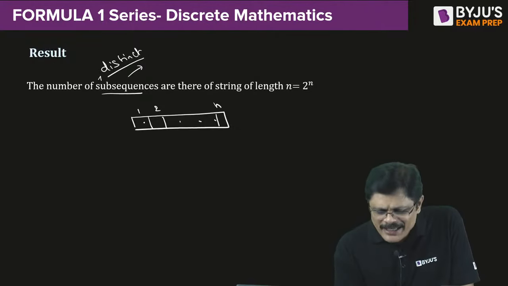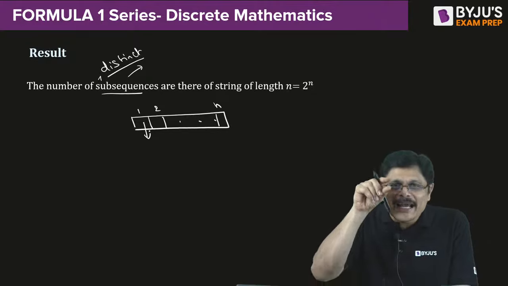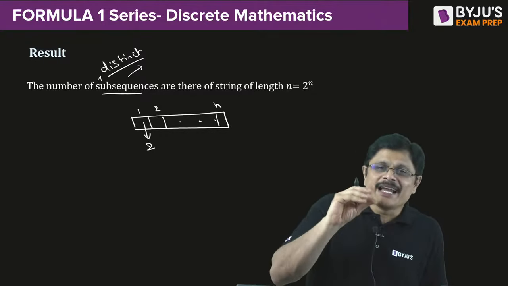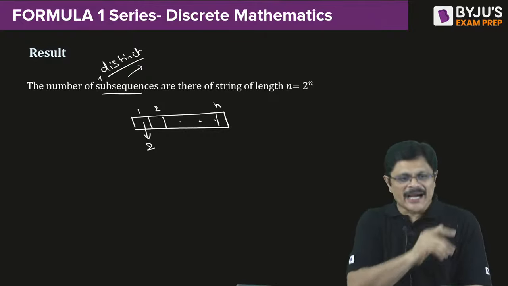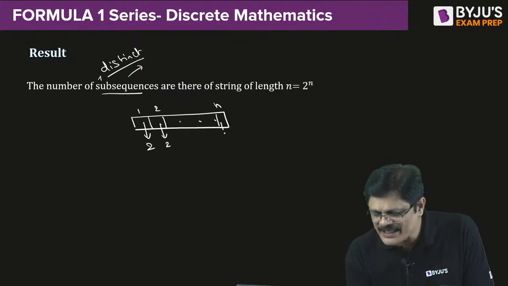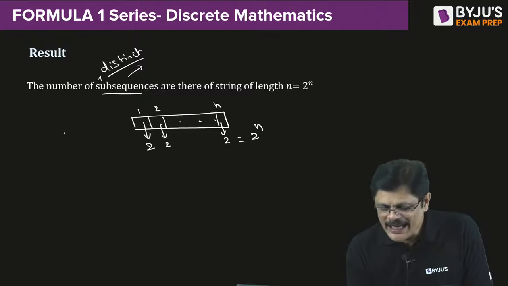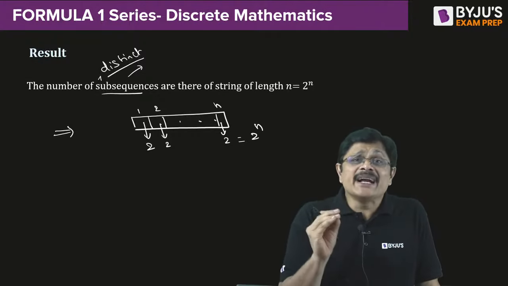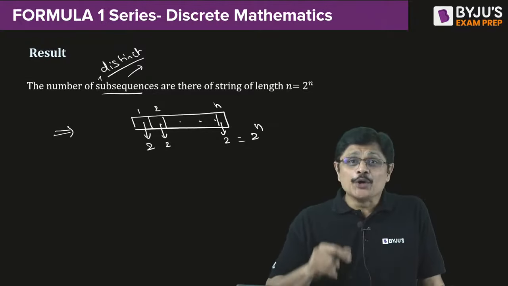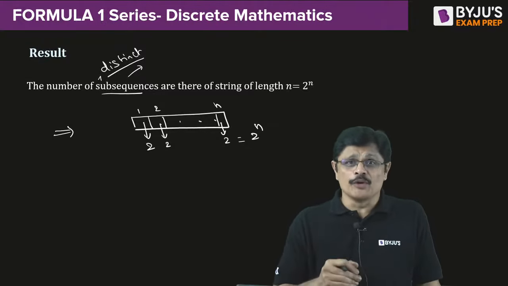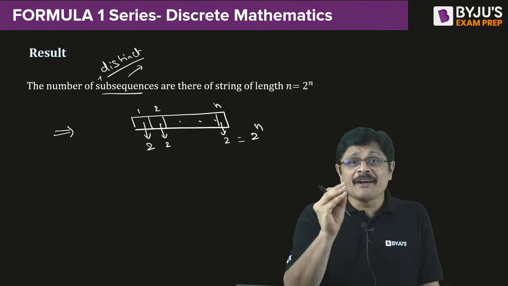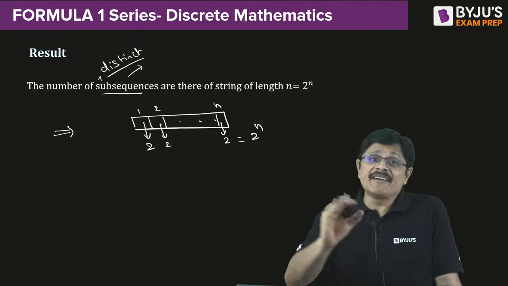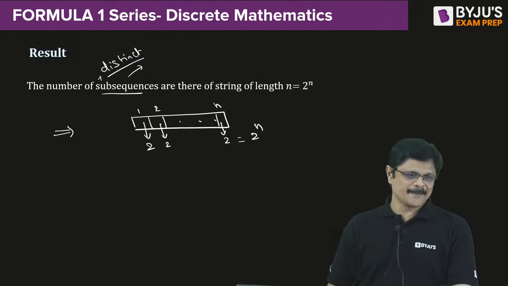So what happened? Each symbol is having two possibilities. In the subsequence it may be present or it may be absent. Present or absent. Present or absent. And that is 2 power n. And this method which I am giving is a simple product rule, and in discrete mathematics you use this particular product rule for almost 15 different problems, my dear friends.